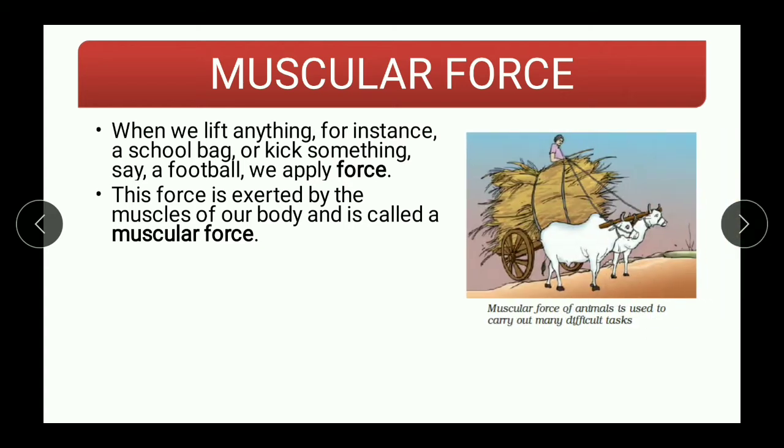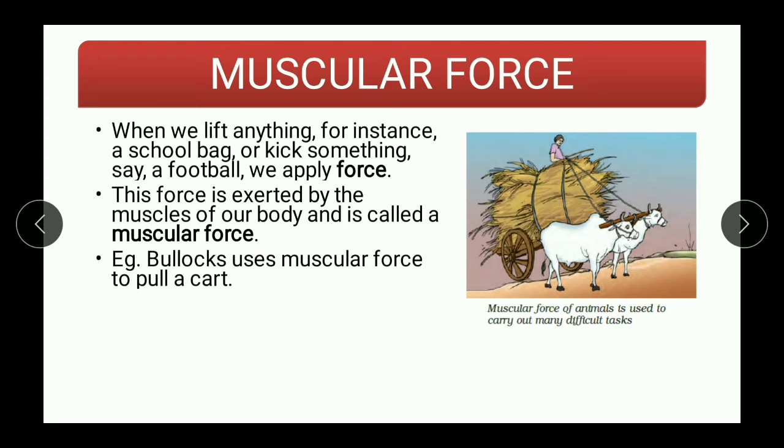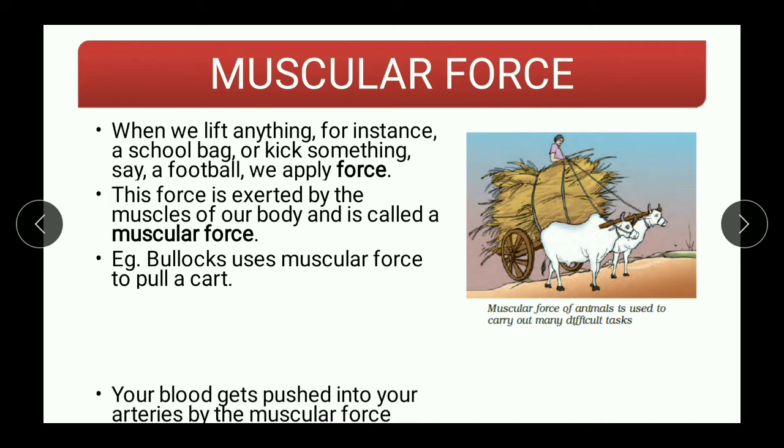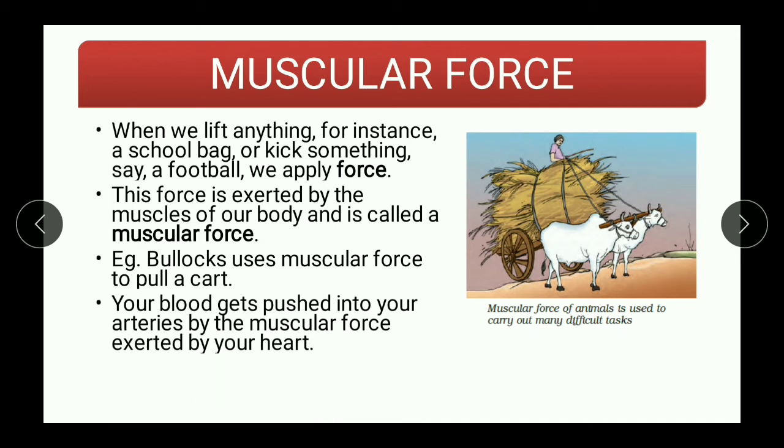This is an example where muscular force of animals is used to carry out certain tasks. For example, a bullock using muscular force to pull a cart. Another example can be blood. Your blood gets pushed into your arteries by the muscular force exerted by your heart. So these are a couple of examples of muscular force.